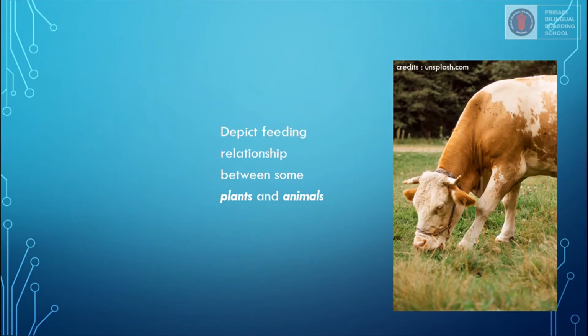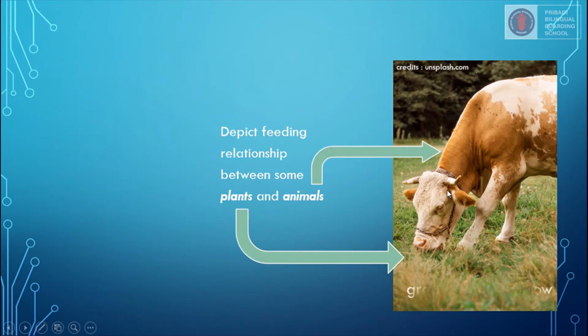See in this picture, there is a cow and the grass. So the cow is an animal and the grass is a plant. The cow is eating the grass, or the grass is eaten by the cow. This is the term we're going to use to depict the feeding relationship in this lesson.